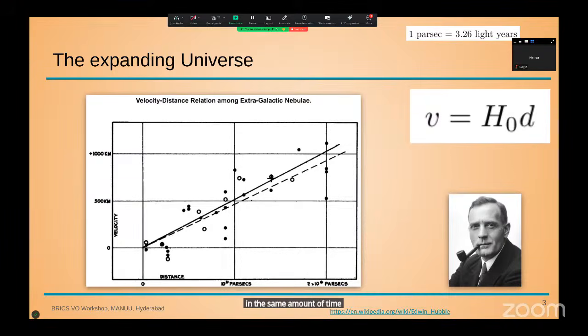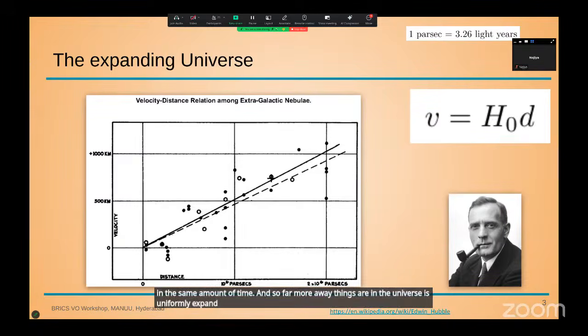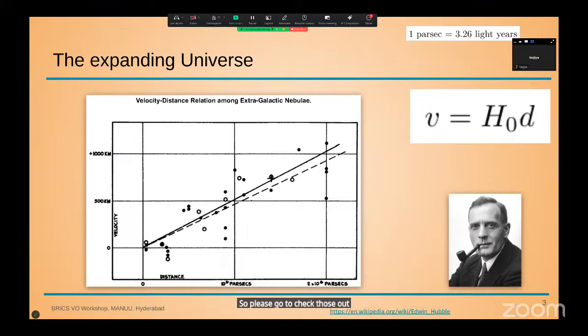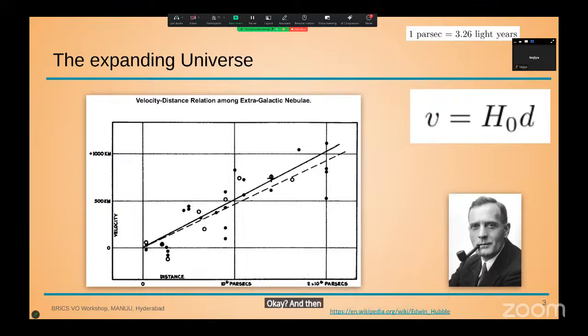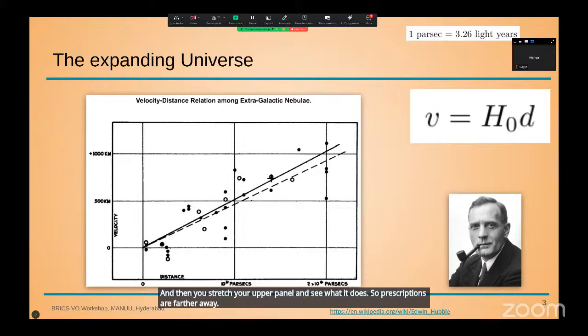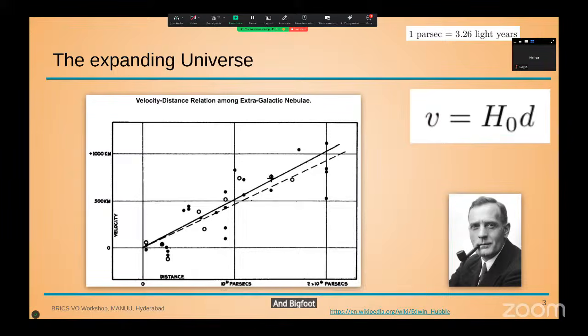And so if the universe is uniformly expanding, then the farther away things are, they appear to be moving faster. Okay? So please do this exercise once. You take a scale, or you take a rubber band. On the rubber band, you put like 2 pins, and then you stretch the rubber band and see what it does. Right? So pins which are further away, they will move faster away from you, and pins which are closer, they will move at a smaller speed. So this is exactly what he saw.